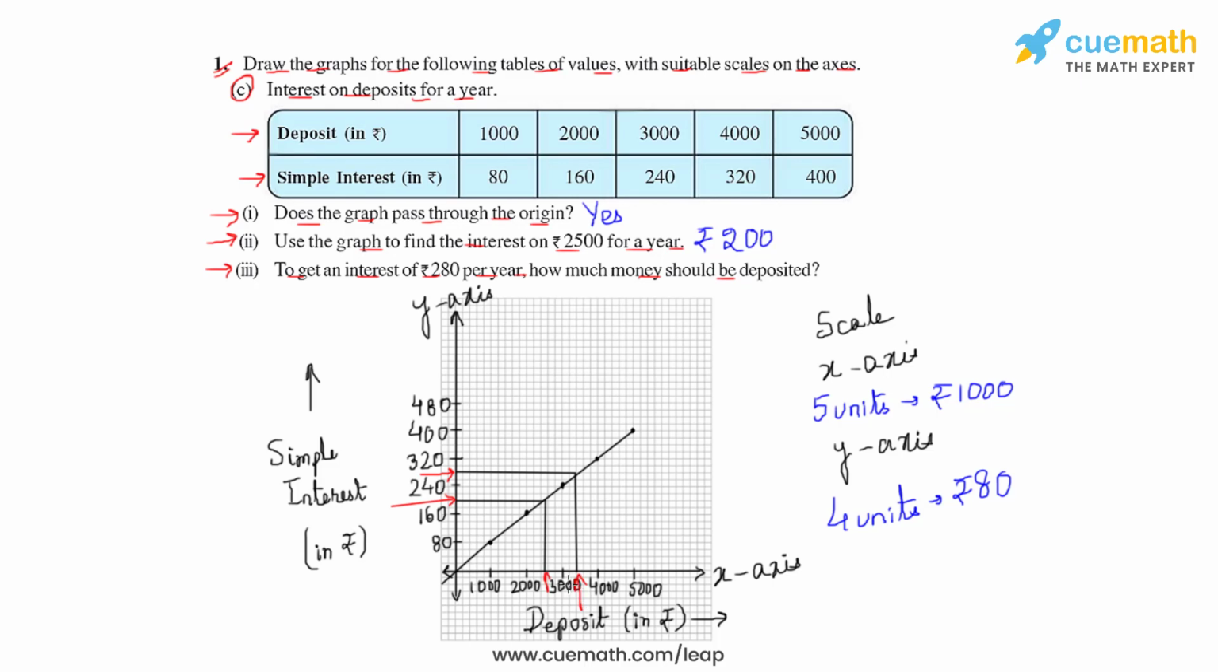So basically this is 2 units away from 3000. So 5 units corresponds to 1000. If 5 units corresponds to 1000, from here we can calculate how much 1 unit corresponds to. So 1 unit would be rupees 200. So 2 units would be rupees 400. So 400 rupees or 2 units from 3000. Hence, to get an interest of 280, the money that should be deposited in the bank should be 3,400.